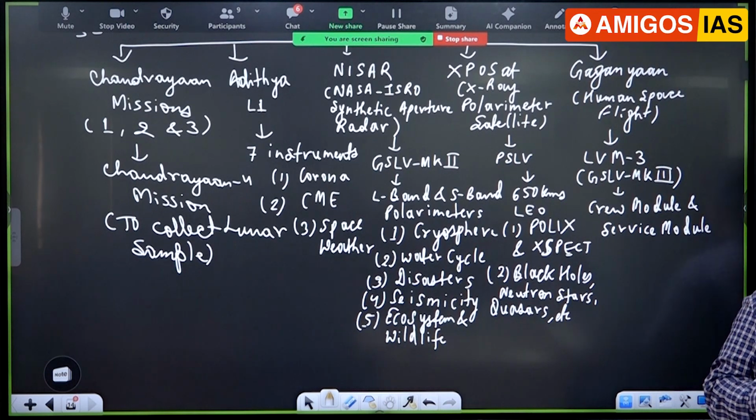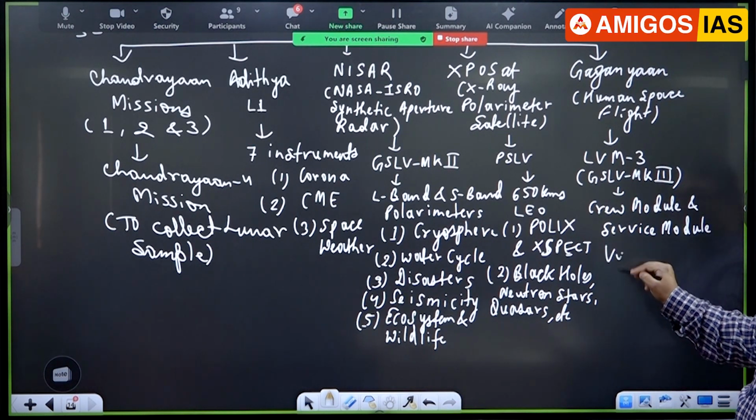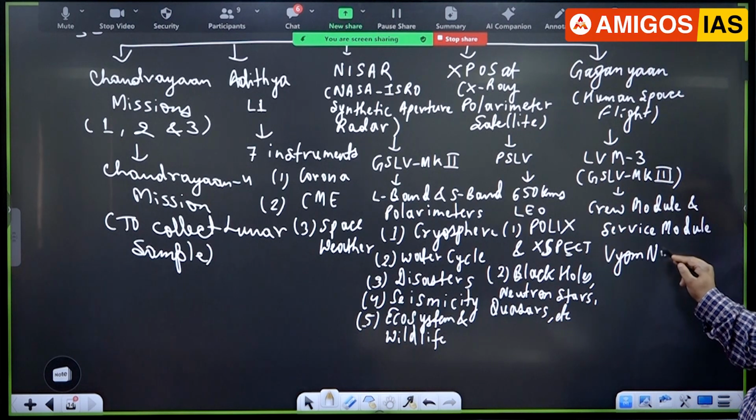We have planned for how many astronauts? Three astronauts. But now, four names have been announced, and astronaut wings have been given. But the plan is to send three of them. And I have also discussed one type of humanoid, a human-like robot, which will also fly: Vyomnaut.